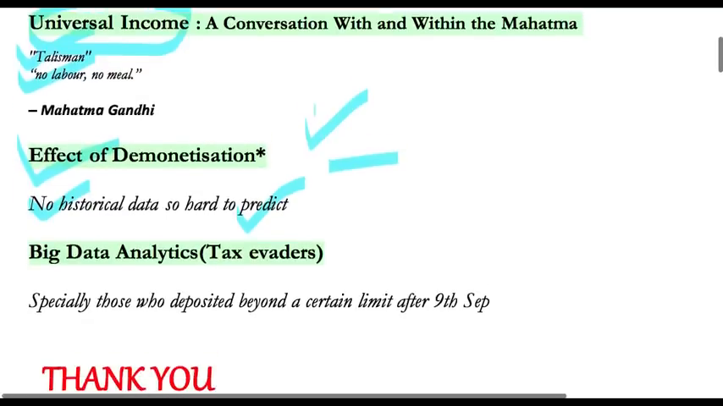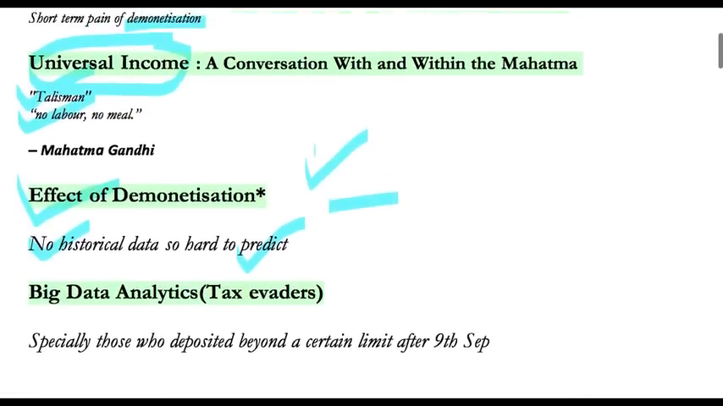Then there is something called big data. What is that? Big data analytics will be used to catch tax evaders, especially those people who have deposited beyond a certain limit in the banks after 9th September. After the demonetization announcement, a lot of people deposited beyond a limit. So all the data are put together in big data, and it will be used to catch the tax evaders, and penalties will be charged from them.